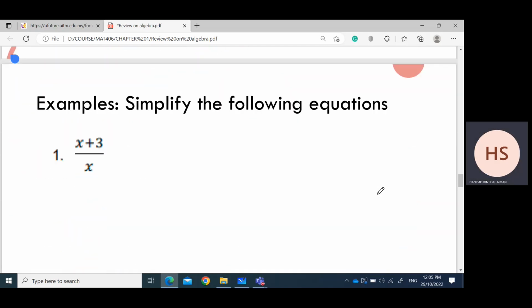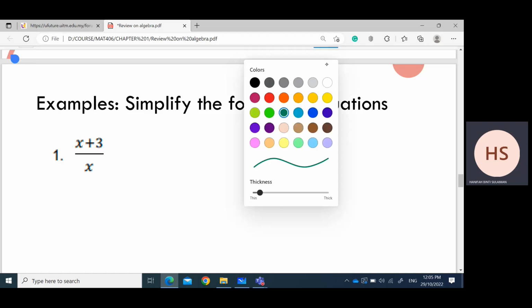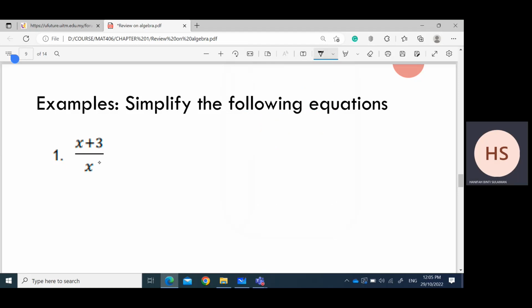Okay, so look at this example. Simplify the following equation. For this one, we have x plus 3 over x. For this case, we can split it into two terms. Then here we have x over x plus 3 over x.